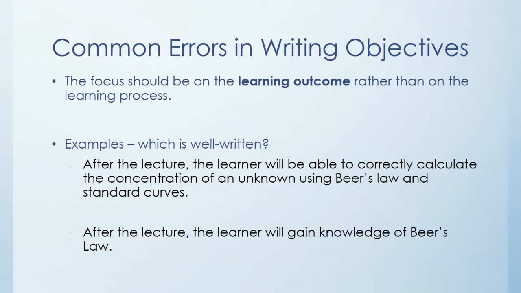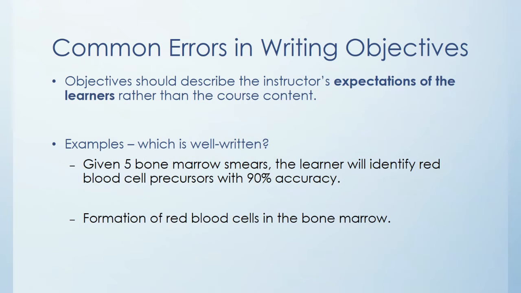So it needs to be clearly stated what the outcome is, and also what the standards are and the terminal behavior. This is just very vague. And unfortunately, you're going to see these types of objectives written by instructors who don't know what they're doing. So another common error is that the objectives should describe the instructor's expectations of the learner rather than the course content.